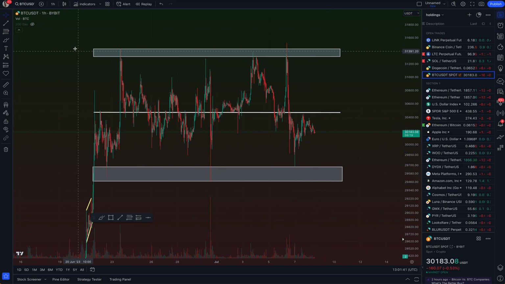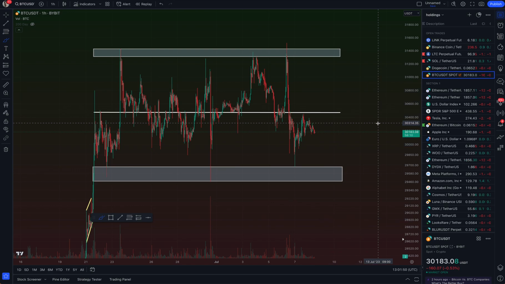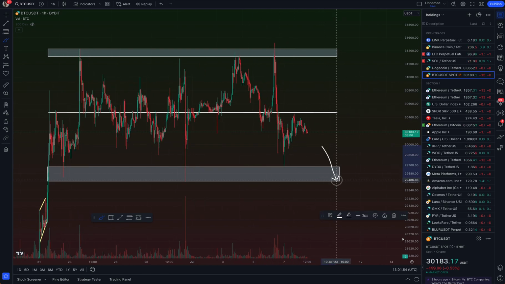Obviously, this doesn't have to happen. We can also do something like this and get a lot more people wrecked. That is why we are not actively trading in this BTC range. So we're just going to be waiting for confirmation.